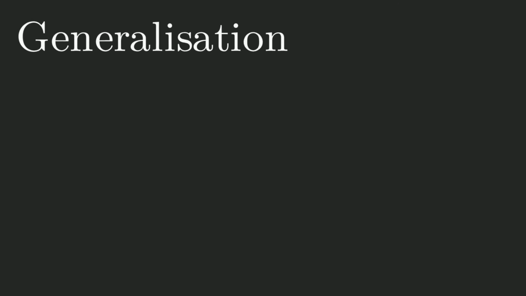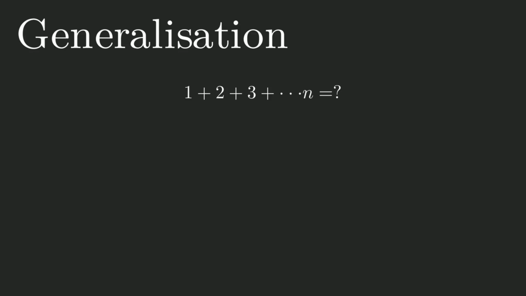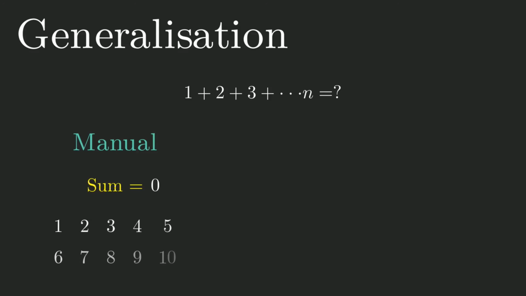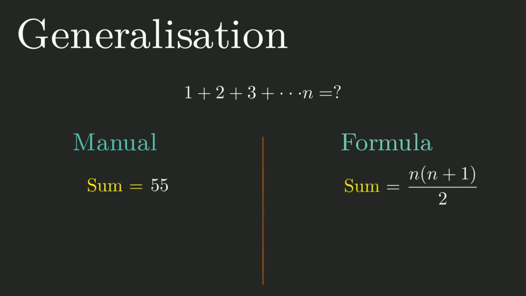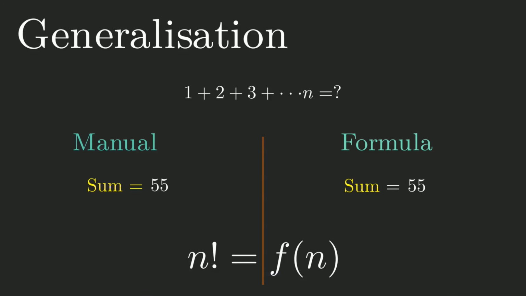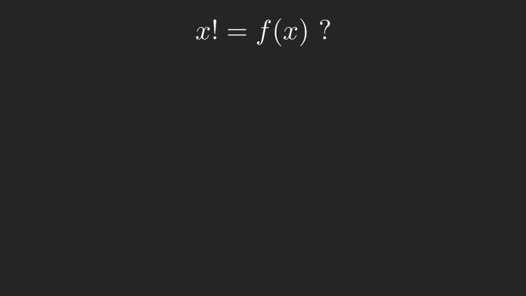The other reason is generalization. Suppose you want to find the sum of natural numbers up to n. One way is to manually keep adding. The other hack is to just derive a formula and plug in n. This method saves a lot of time in computing. So why not do the same for factorials? Instead of manually computing 100 factorial, it would be really easy to use a formula for it. So our task is to find a formula for factorial.